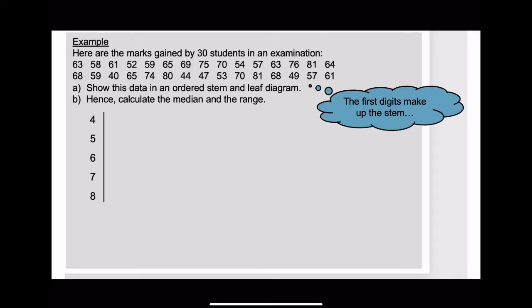So here are the marks gained by 30 students in an examination. The first digit, as we know, makes up the stem. So have a look at your data that's given in the question. Draw a stem and then make sure you have that first digit written down. So here I can see I've got data in the 40s, the 50s, the 60s, the 70s and the 80s. So I need to make sure that I've got those coming down my stem.